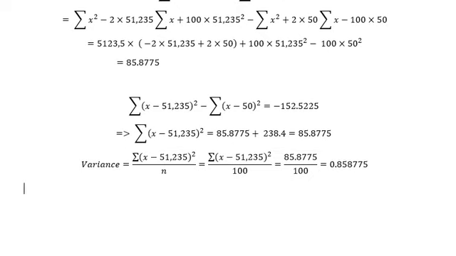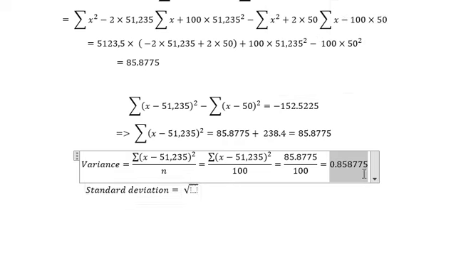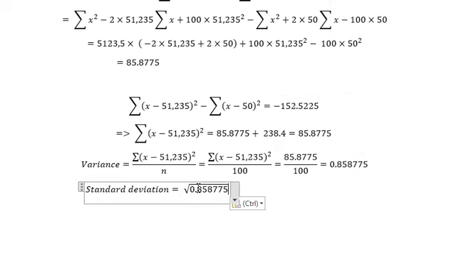Now we can find the standard deviation, which is the square root of this number, and we got about 0.926, something like this, 7, and this is the final answer.